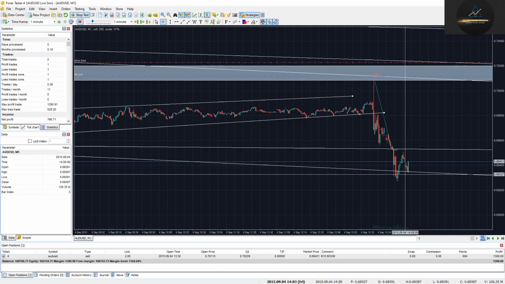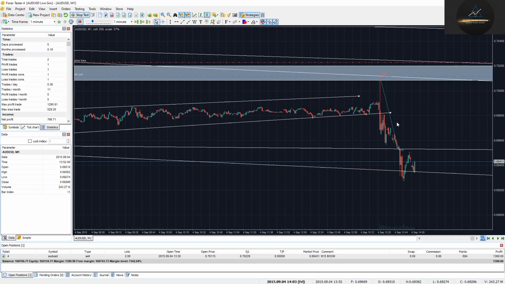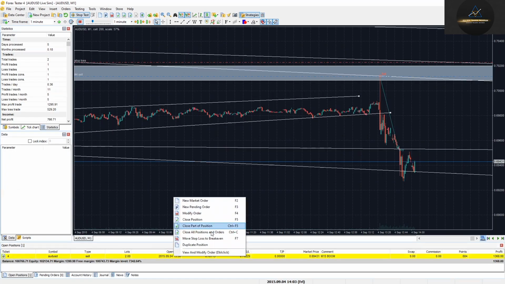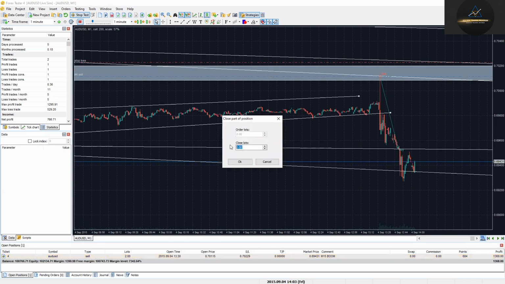Yeah. What price are we at? Yeah, let's bank a little bit more profit. Close part of the position. Yeah. So let's do a quarter of a lot.